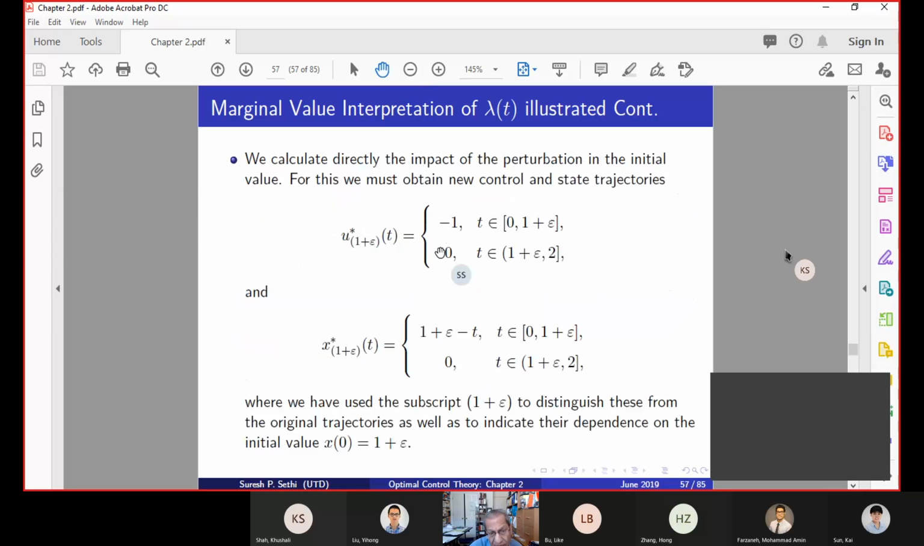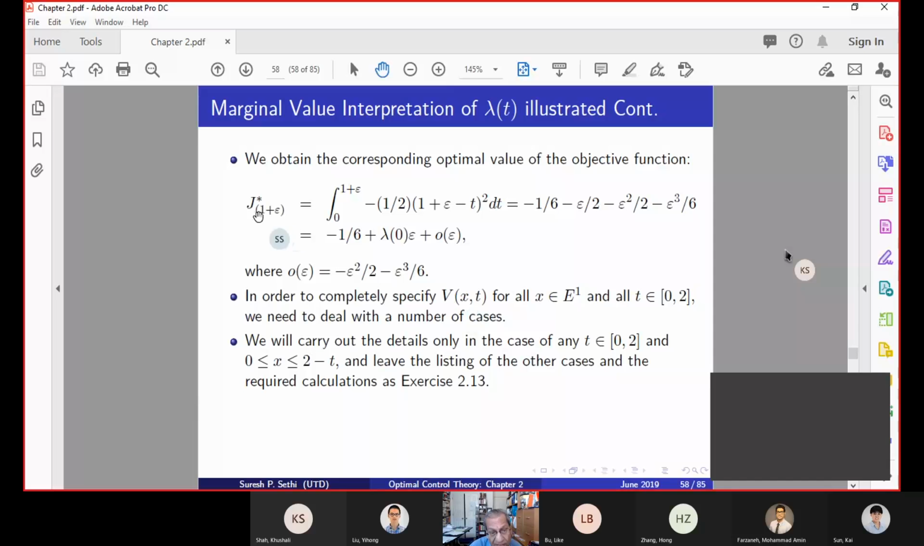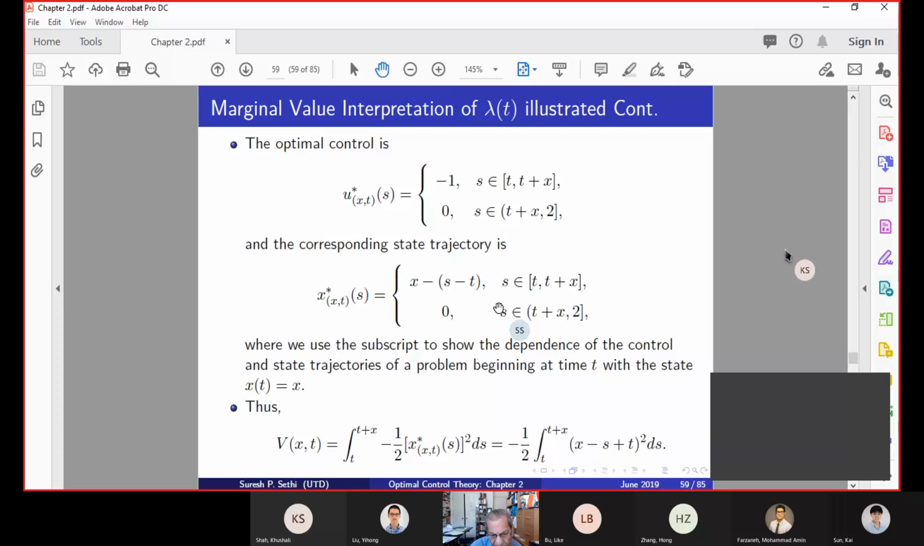Then, since I have u and x, I can compute the value of the objective function, which is J star, from 0 to 1 plus epsilon. I can compute all of that, and this gives me this value. And now I can put that value in the objective function, which is right here.